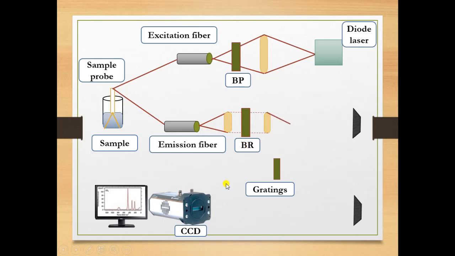Now the radiation will come to the mirror, then it will come to the monochromator, then again from the mirror it will come to the detector. After that we will get our spectra. Over here we can see this is our spectra. So this is how this instrument will work.